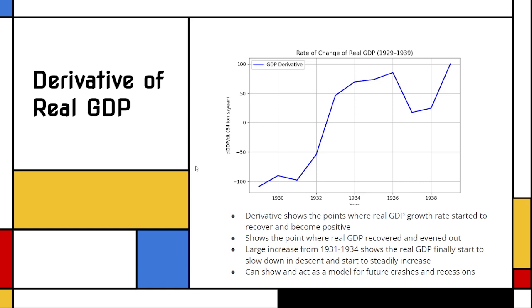Now looking at the derivative of this, we can see where the GDP growth rate starts to recover and becomes positive, and then eventually evens out. That large increase from 1931 to 1934 evens out and stabilizes, as real GDP should.